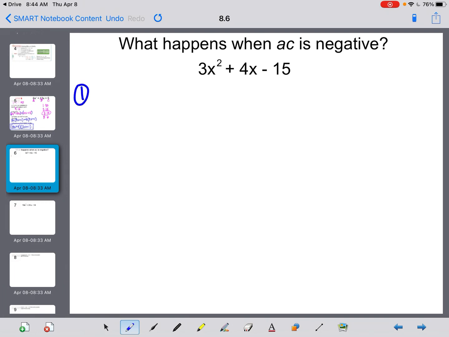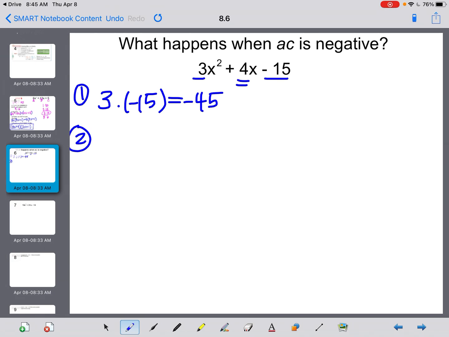So we're going to start by multiplying a times c, which is 3 times negative 15. And that gives you a negative 45. Okay, so for part 2, I need to find a number that multiplies to be negative 45, but adds to be 4.